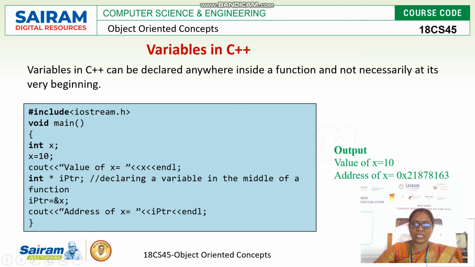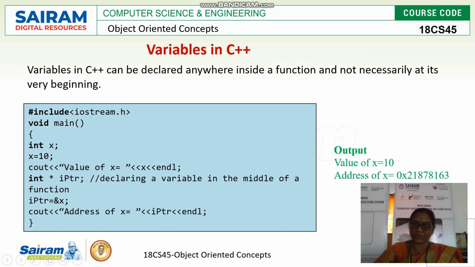The next one is variables in C++. How can we use variables? In C++, variables can be declared anywhere inside a function, not necessarily at the very beginning. How we use it in C is a little different. We can declare a variable wherever we want, either inside the function or outside of the function, globally. That is the main highlight of C++. So wherever we want to declare the variable, we can declare it.